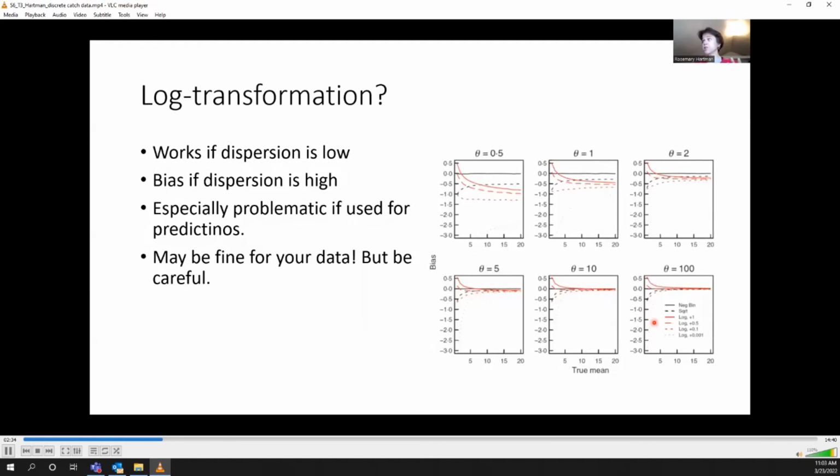It works just fine if the dispersion is low, so up around here, and if the true mean is relatively high, then it doesn't really matter. You'll do just fine. But if you have a lot of dispersion like this, or a relatively low mean, sometimes you can get errors when you log transform your data, especially if you try and use it for making predictions. So it could be just fine for your data, but be careful and make sure you know what you're doing. In the materials that are online with this presentation, there's some links to some articles that go through the issues involved. So just know that there are issues involved for now.